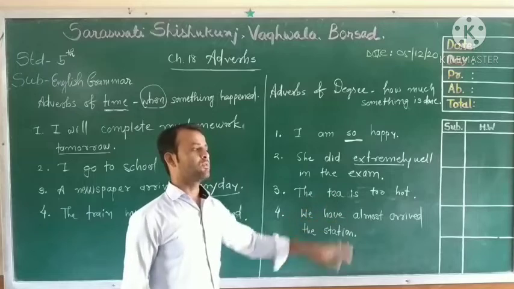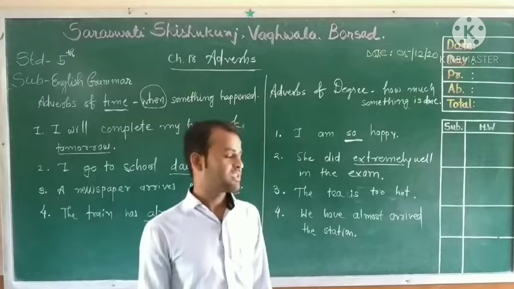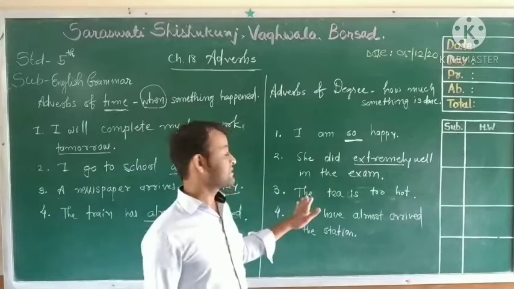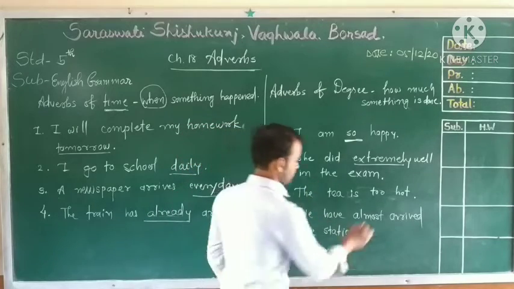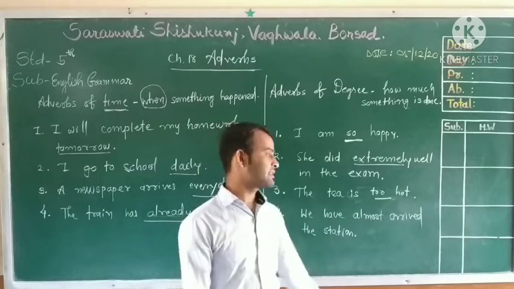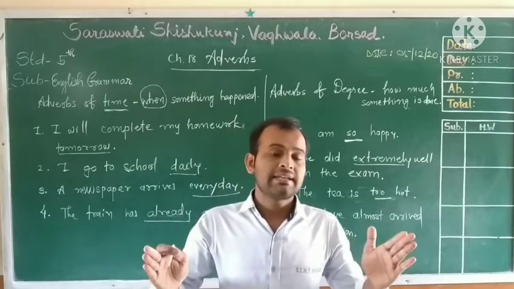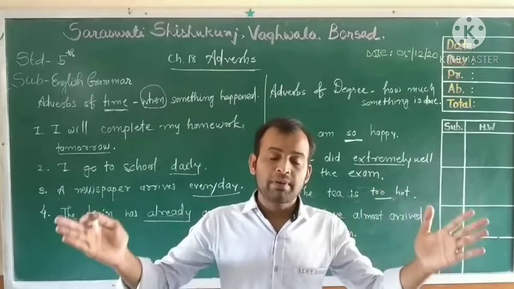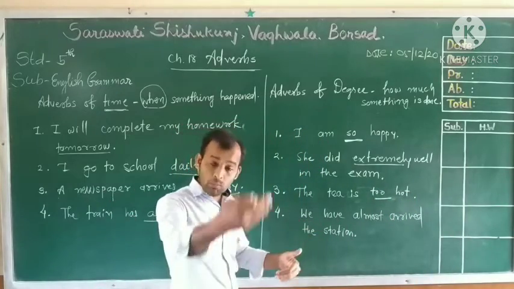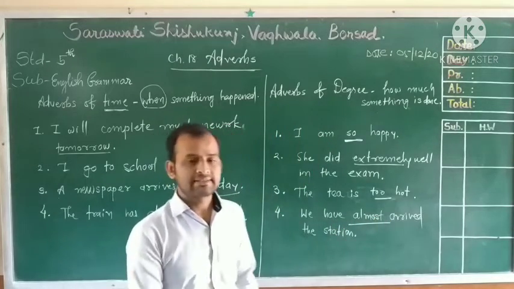The tea is too hot. How much hot is the tea? So what is the answer? The tea is too hot. "Too" is the adverb. Fourth, we have: we have almost arrived at the station. Dear students, adverbs of degree mean how much something happened or to what extent something happened. Almost is the adverb of degree.